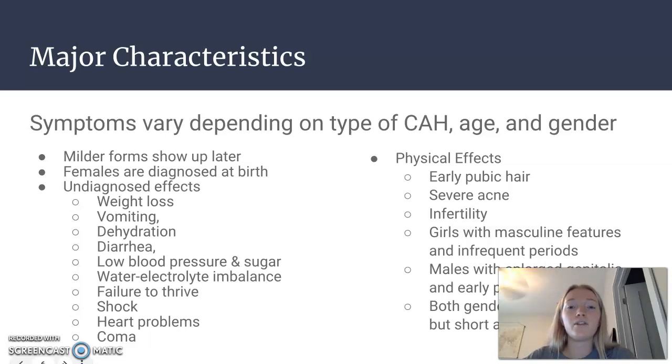The physical effects are early pubic hair, severe acne, infertility, and then the girls get the masculine features and infrequent periods. Males get the enlarged genitalia and also early puberty. So a lot of this goes into affecting, especially in the milder form, later in life around puberty, teenager age. And then both genders will be tall as children. They have early puberty and early growth, but then they will be short as adults.